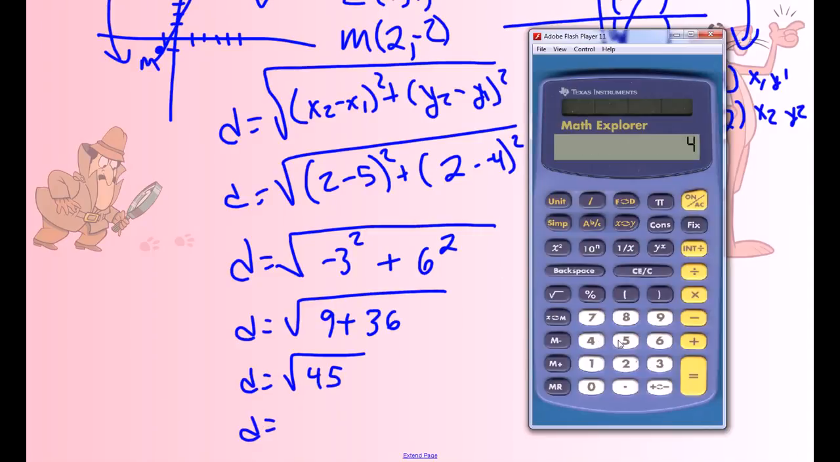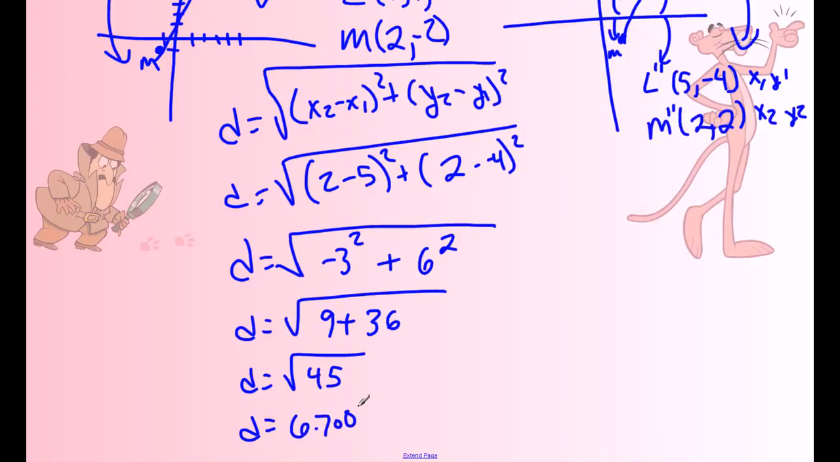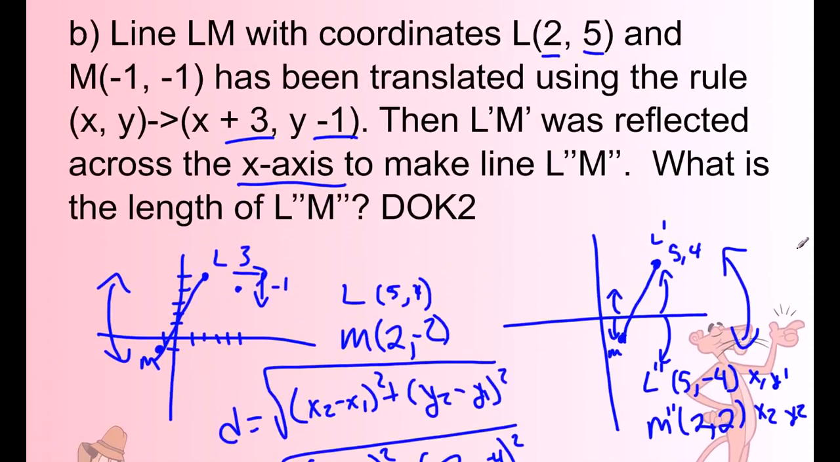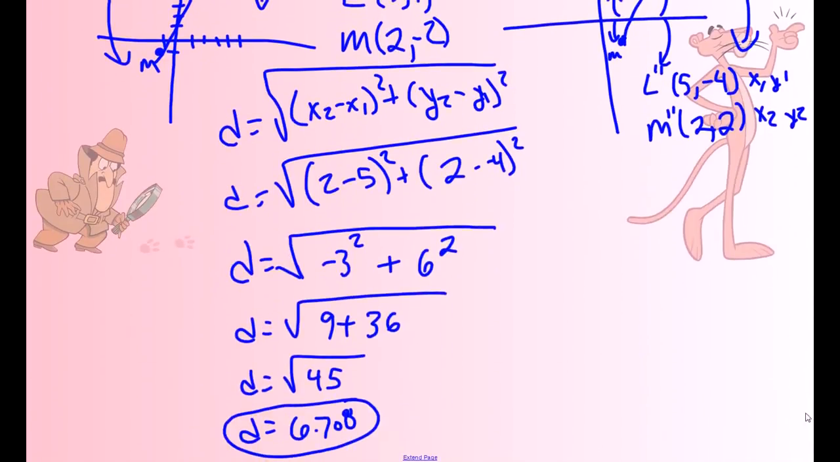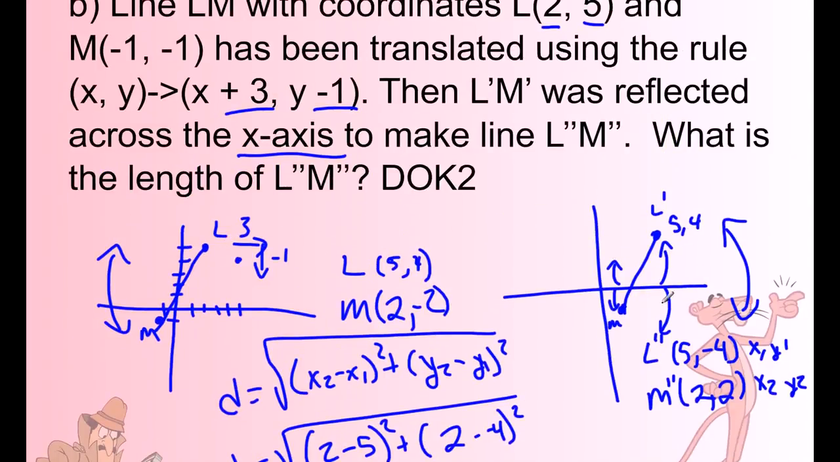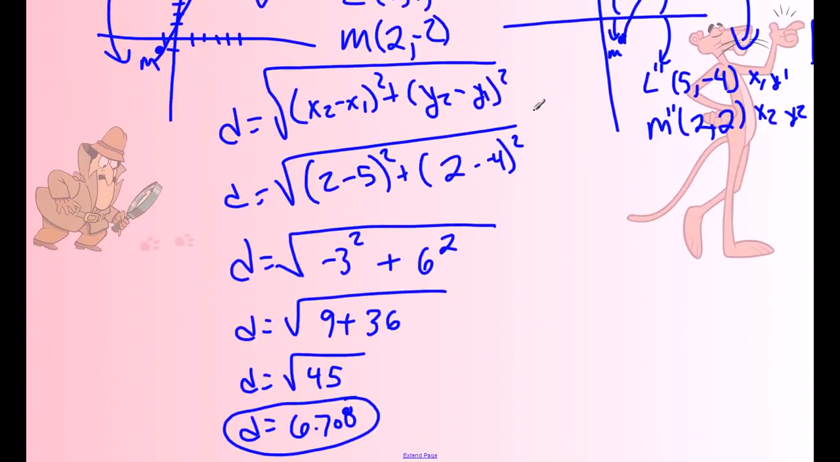And clear. The square root of 45 is 6.708, if you want to be detailed about it. So the length of L double prime M double prime is 6.708 after all of those steps: after doing the translation, doing the reflection, finding the coordinates of the new point, plugging them into the distance formula, and boom. Now, if that's what you did and you got it all right, congratulations, great job. I'm going to show you the easy way.